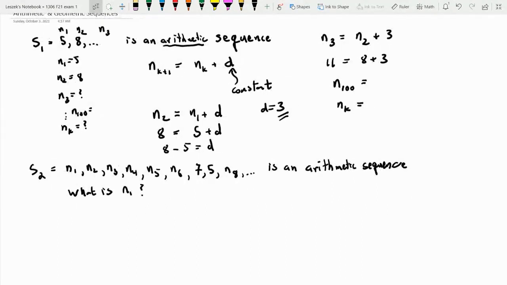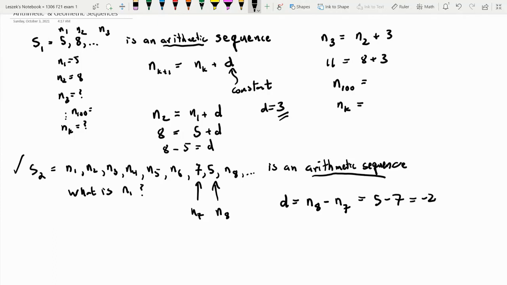And just to emphasize the point, in our second sequence here, as soon as you have two consecutive terms, here we are given n7 and n8. You're told it's an arithmetic sequence, so you know how it's generated. You take a term, subtract the previous term to get the difference. So this is 5 minus 7. So here the constant they're adding from one term to the other is -2.